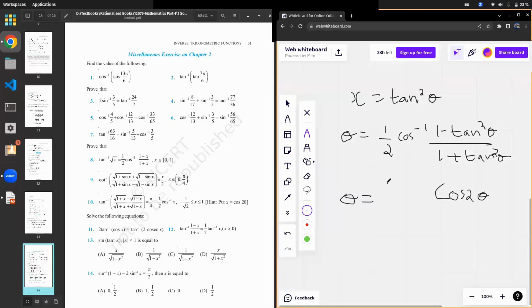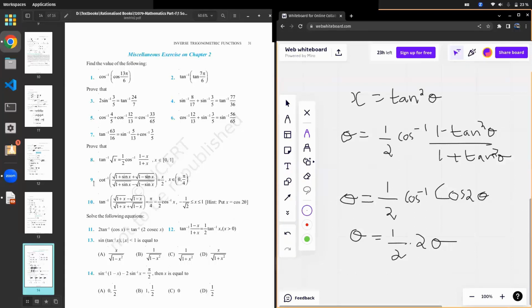So this is simplified into theta is equal to half into cos inverse of cos 2 theta. So this will be 2 theta, and this will be half into 2 theta. So this is true. Since this is true, we can prove that our statement is correct.